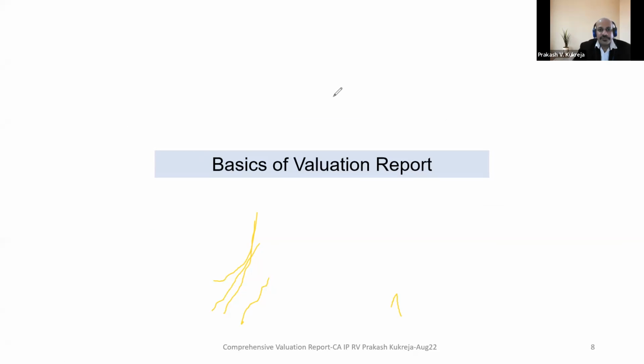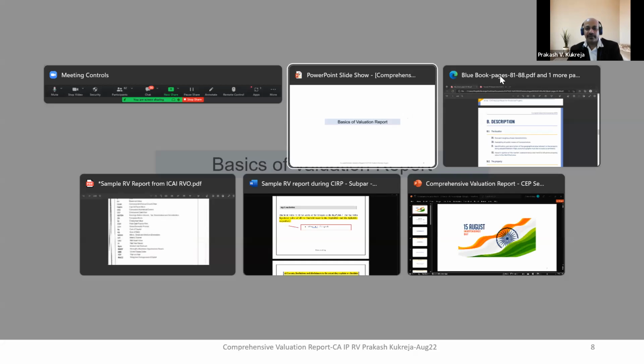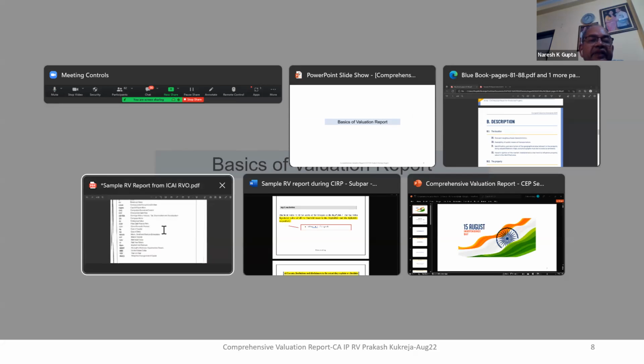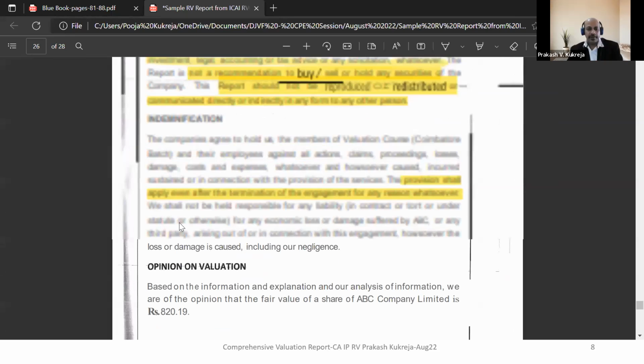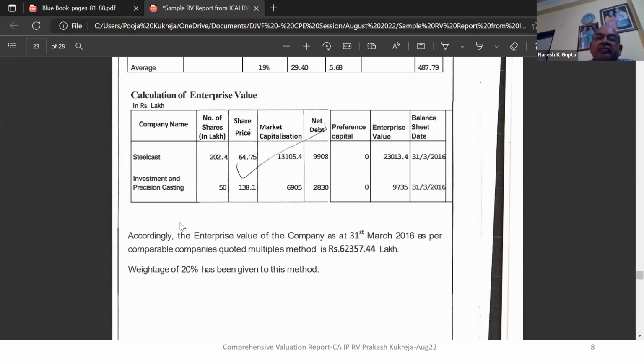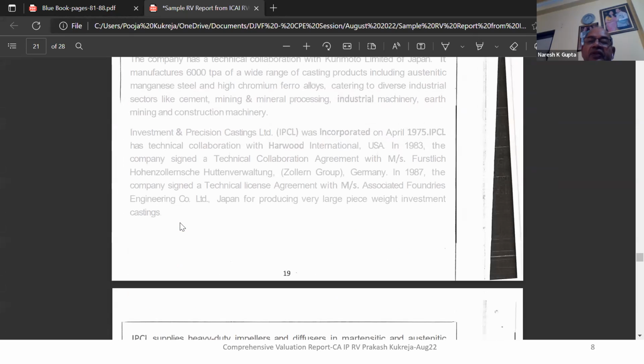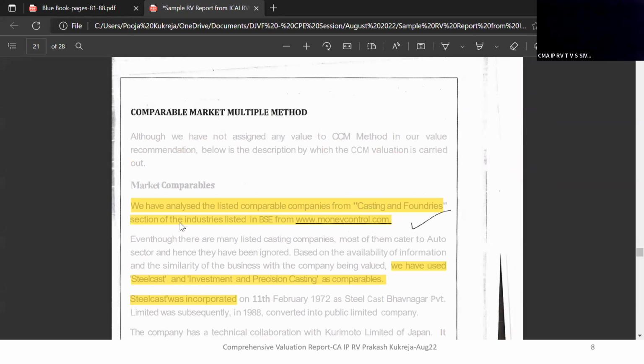Anybody, any other questions? Anybody wants to add anything? Sir, comparison method weightage is not considered at all. No, comparison method weightage is considered, right? So market method weightage is considered about 20%. Yeah, 20%. And 80% DCF method. So comparison method, should we consider? The market comparable is 20%. Yes. Competitors.